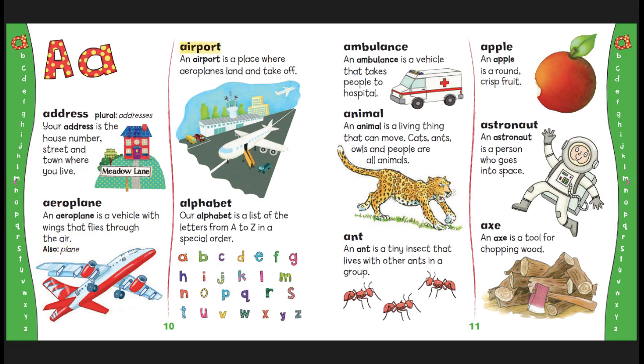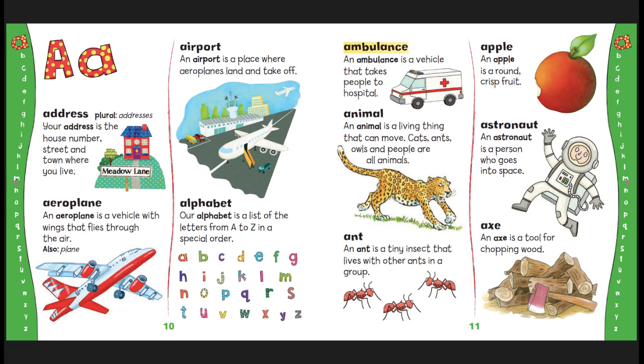Airport. An airport is a place where aeroplanes land and take off. Alphabet. Our alphabet is a list of the letters from A to Z in a special order. A, B, C, D, E, F, G, H, I, J, K, L, M, N, O, P, Q, R, S, T, U, V, W, X, Y, Z.